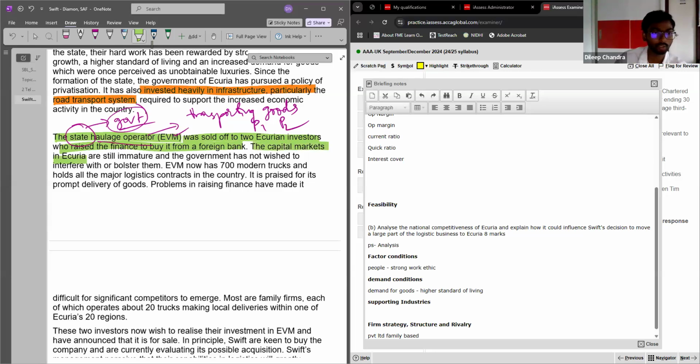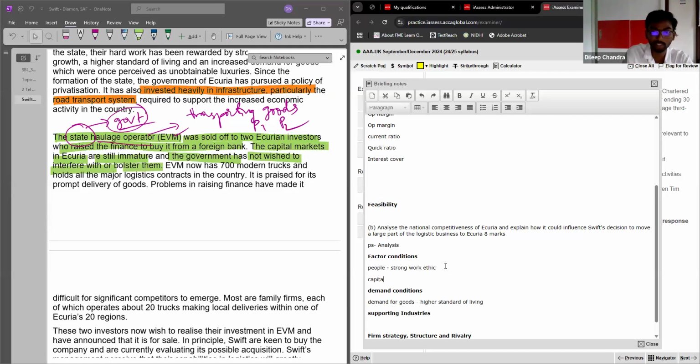The capital markets in Ecuador are still immature, and the government has not wished to interfere with or bolster them. So the capital markets are immature. The moment I read that sentence, I was thinking that, you know what, maybe I can use that in factor conditions. Remember that capital aspect. So immature market. If it is immature, I cannot get bank loans that easily. Maybe I cannot get big bank loans that easily because the market is immature.